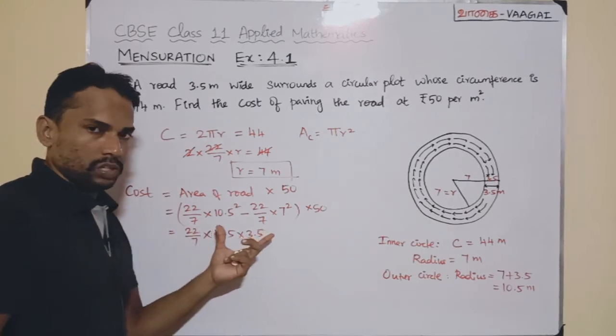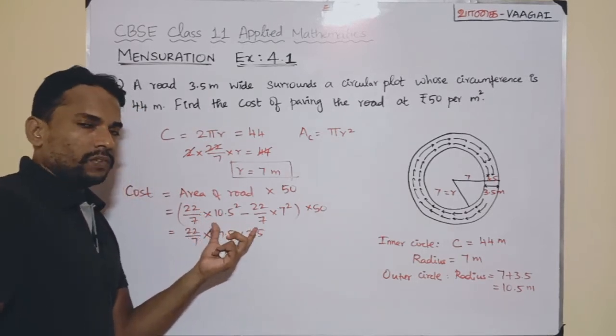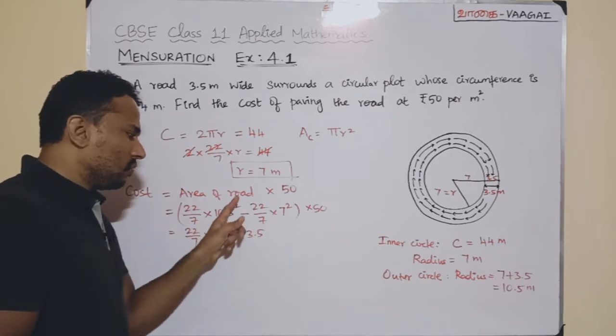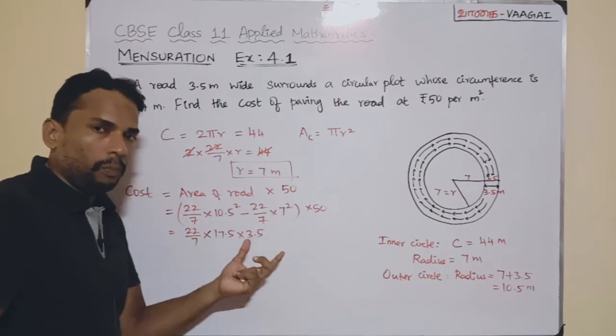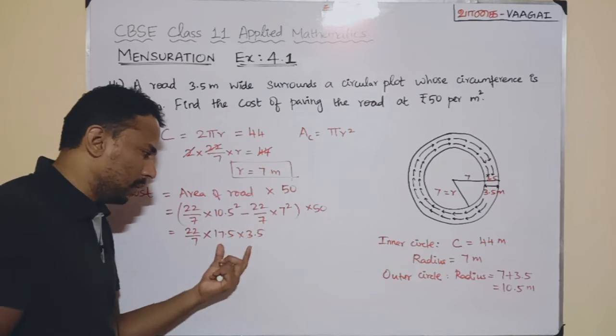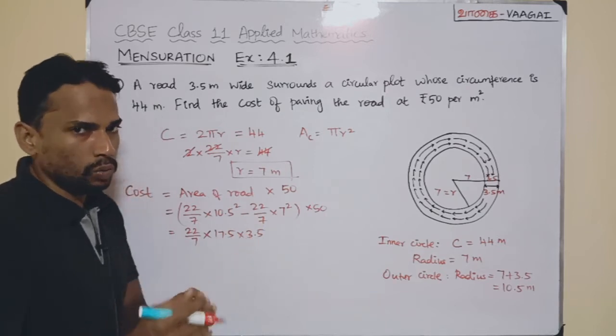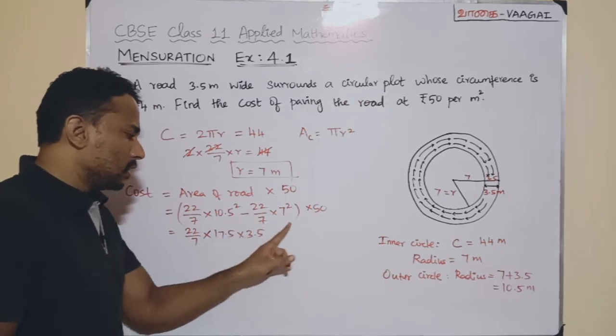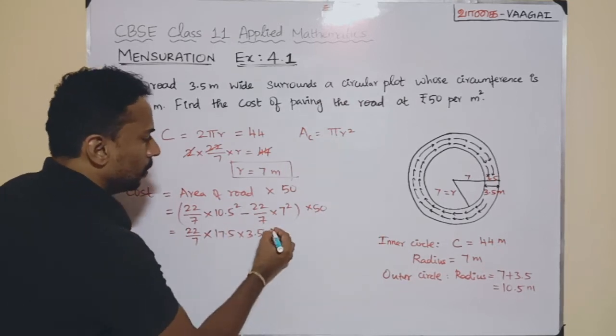So I hope you understood this. First step, what I did is I took 22 by 7 as a common factor outside. Now I will be left with 10.5 square minus 7 square. That I am expanding using a plus b into a minus b. Okay, a plus b is 17.5, a minus b is 3.5. That's it, very simple. Multiplied by 50.